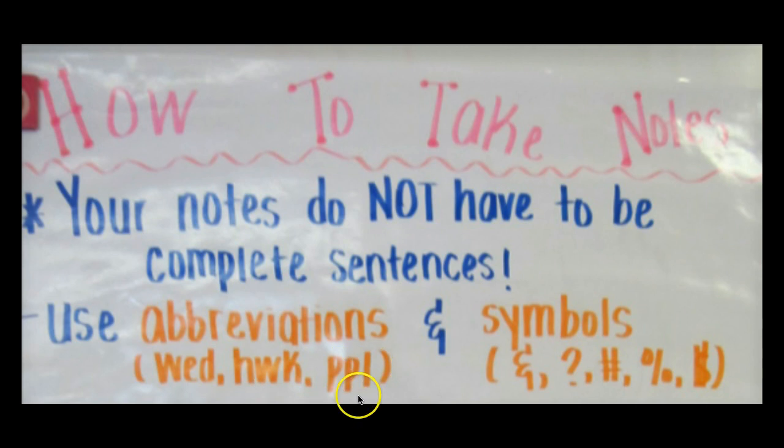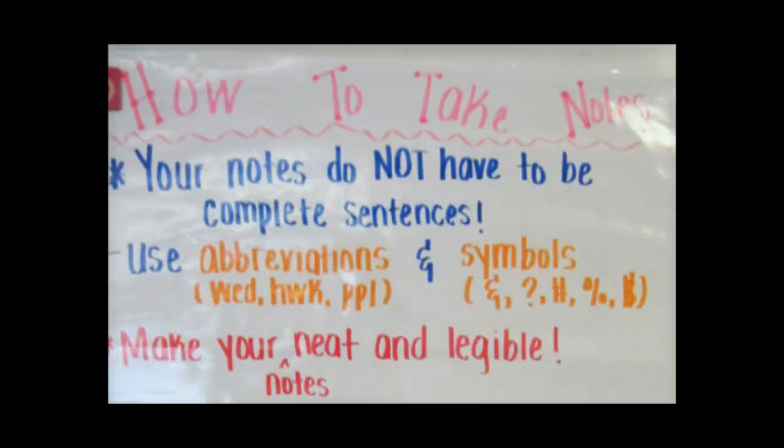See if you can guess what PPL is. Okay, so maybe you came up with that. That would be an abbreviation for people. And then you can also use symbols, such as the and sign, question mark, pound sign, percentage sign, dollar sign, instead of writing out all of those words, which will take up a lot more time. So it's okay to use abbreviations and symbols and try to take up less time.